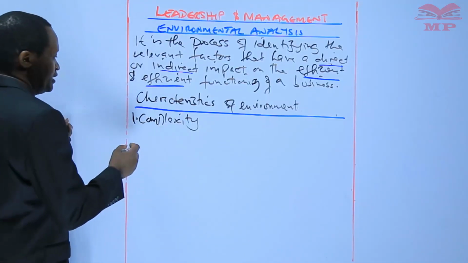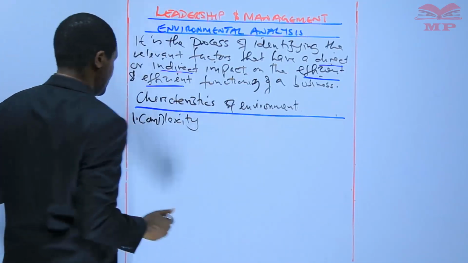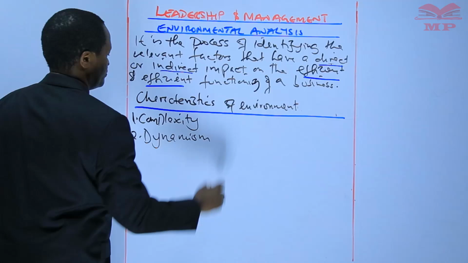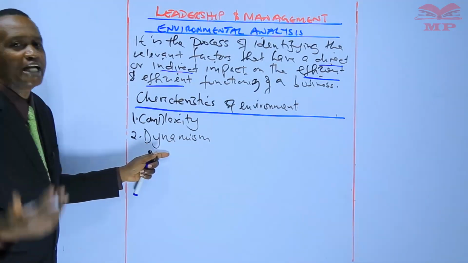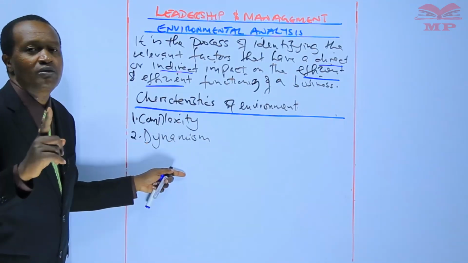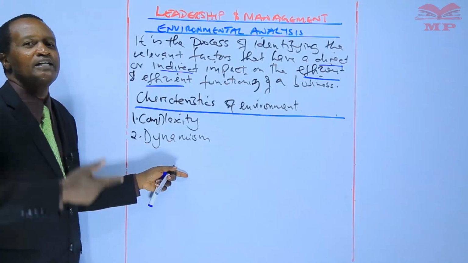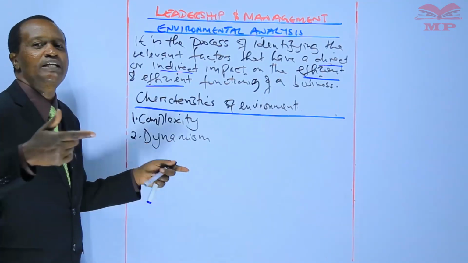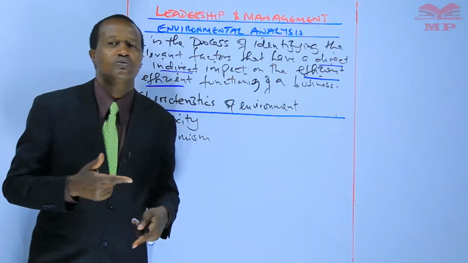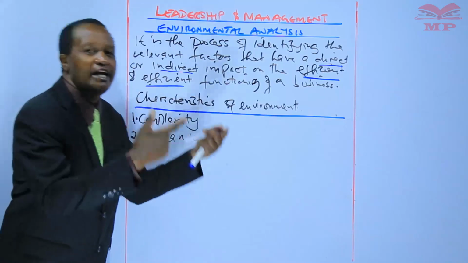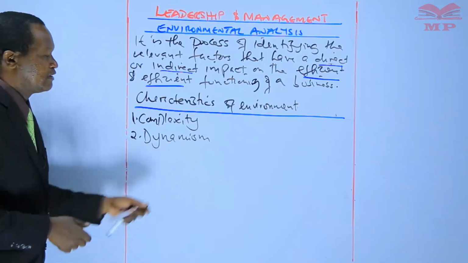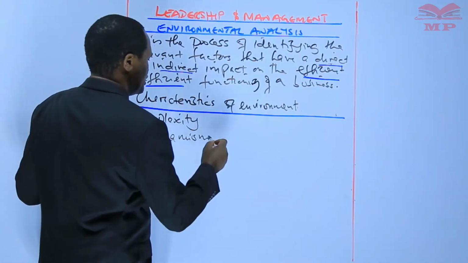Complexity. The second characteristic of the environment is dynamism. From the word dynamic, dynamism. Candidates, the environment is dynamic. Why? Because it changes continuously. And the rate of change in the environment is fast and unpredictable. When the rate of change is high and variable, the environment becomes what we call volatile or turbulent.